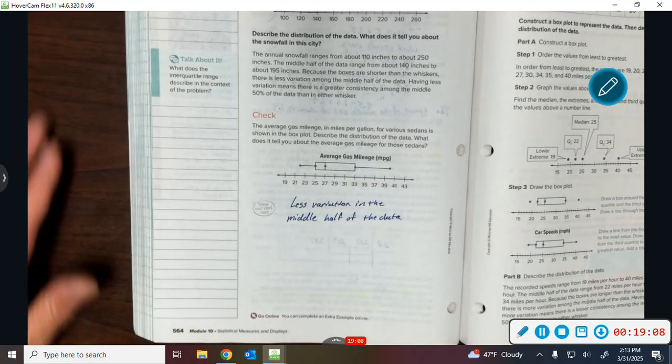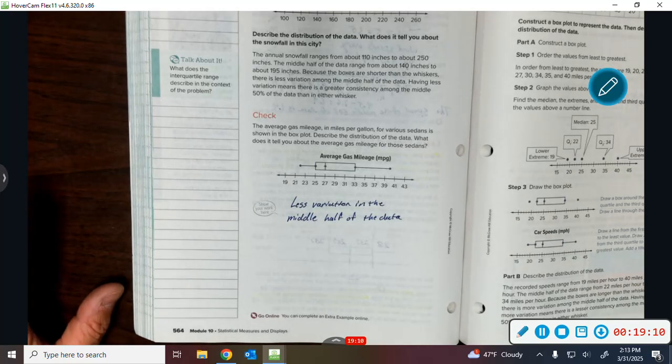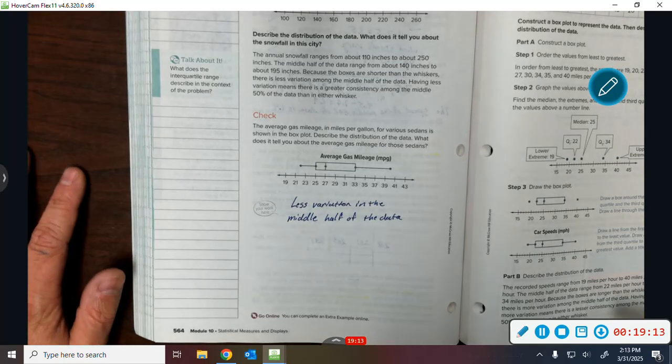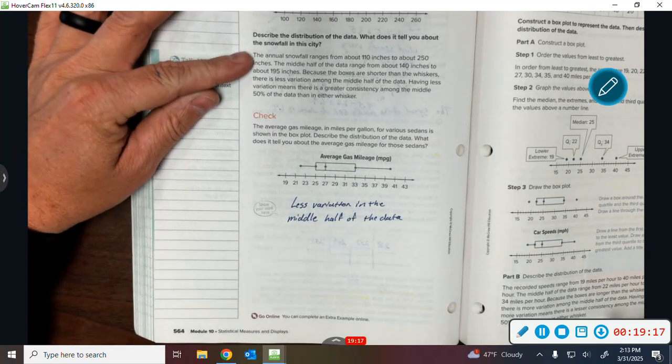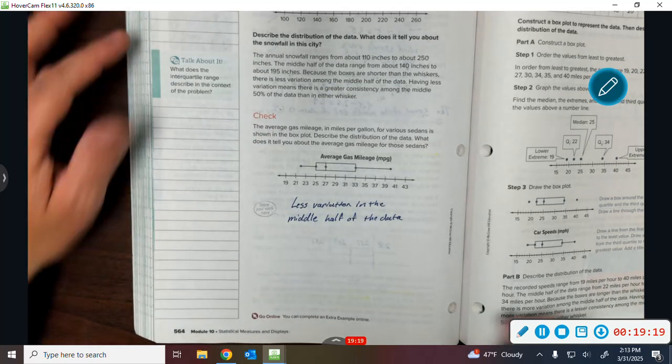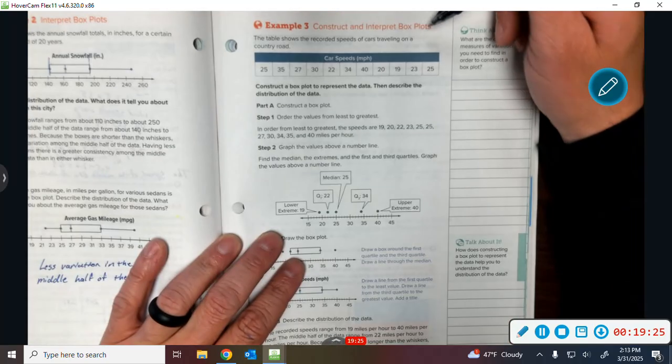Okay, less variation in the middle half of the data. Now we could get real wordy and explain what the range is and what the IQR is, but I'm going to save time and move on from that. Alright, so let's talk about how to construct and interpret them.